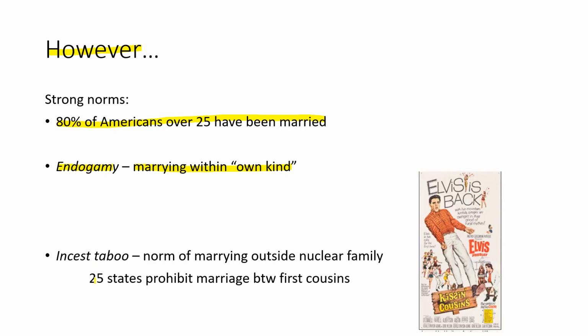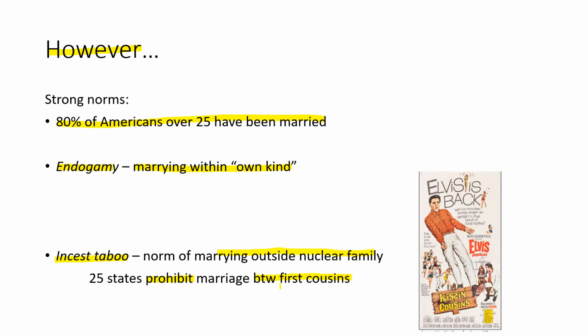There's also a very strong norm in all societies, another human universal, of the incest taboo. There's a norm of marrying outside the nuclear family. 25 states actually prohibit marriage between first cousins. But one thing I always like to mention here is that, good news, guys, that means there's 25 states that do allow marriage between first cousins. Being a little sarcastic there, but I do think New Jersey and New York are two of those states that do allow it.